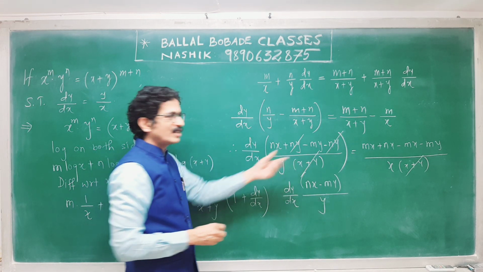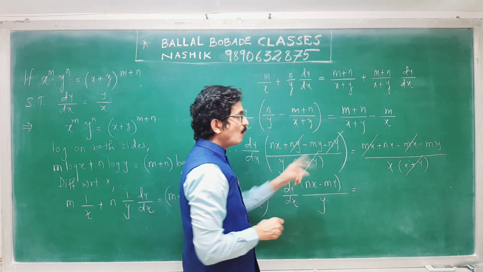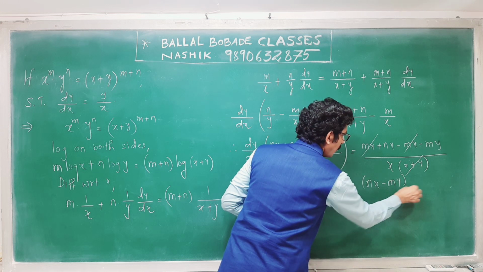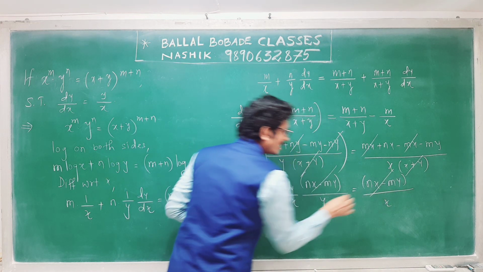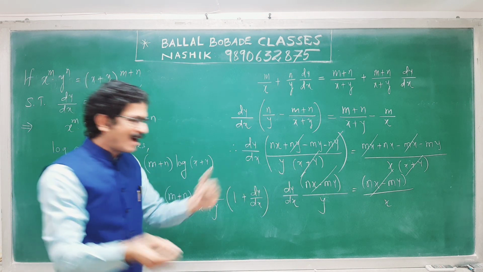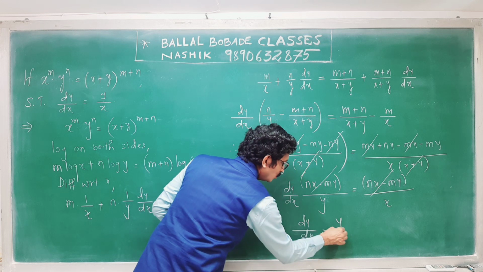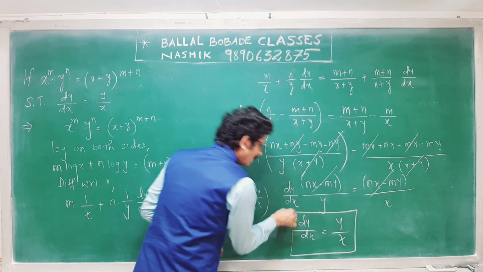What remains on the other side? Have a look. mx getting cut. What remains? (nx minus my) upon x. Don't you see that nx minus my getting cut, and the last line is dy by dx equal to, transfer this y to the other side, and what you get is y upon x.